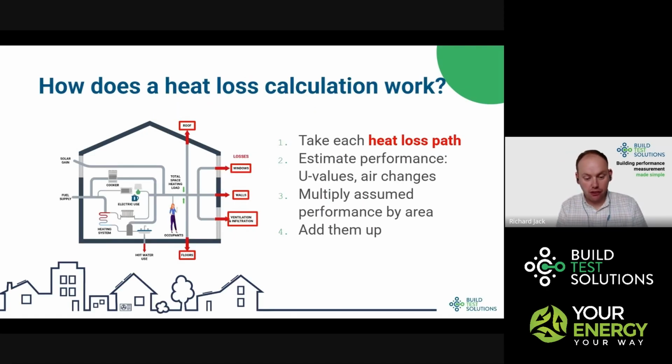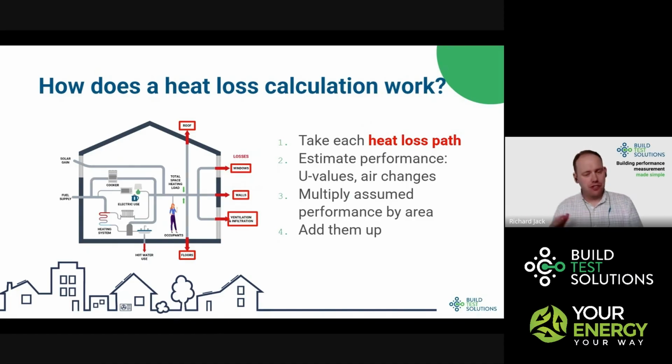When we do a heat loss calculation, the method is we take each of the heat loss paths and we estimate the performance of that bit of the building: the roof, the floor, the walls, the windows, the doors, how much air movement there is. We estimate its U value, some factor about how well or poorly it resists heat transferring through it, and we estimate the amount of air movement, by ventilation and also by infiltration. We multiply our U values by our areas and we add them up, and that gives us the amount of heat loss. I think that is simple to understand and totally logical.